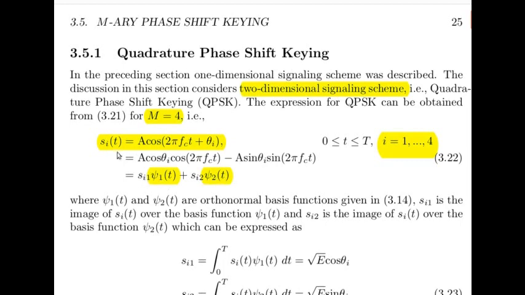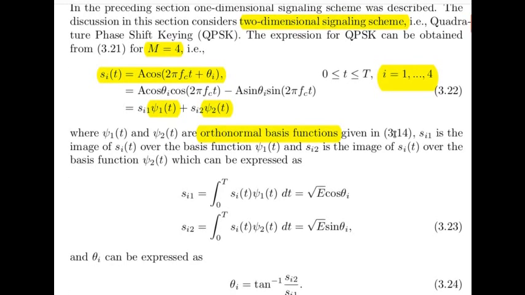We want to see the ith symbol as a linear combination of psi 1 and psi 2, which is shown here in equation 3.22. Here psi 1 and psi 2, as I mentioned earlier, are the orthonormal basis functions which we discussed in detail in the previous lecture. It is given in equation 3.14, and s sub i1 and s sub i2 represent the projection of the ith signal s i of t over the basis functions psi 1 of t and psi 2 of t respectively.